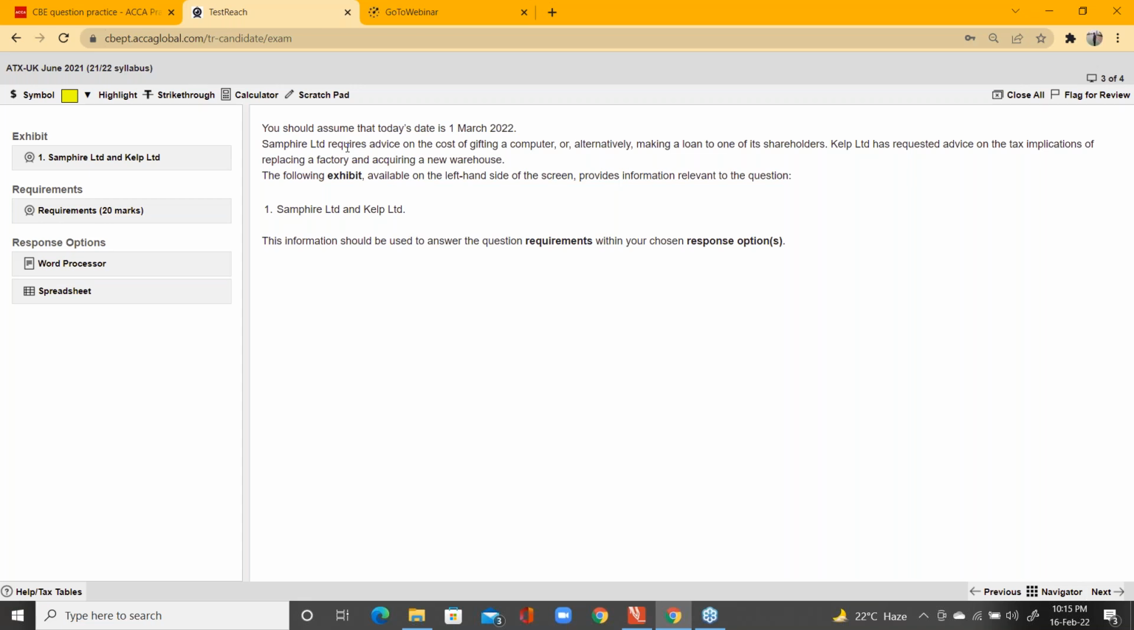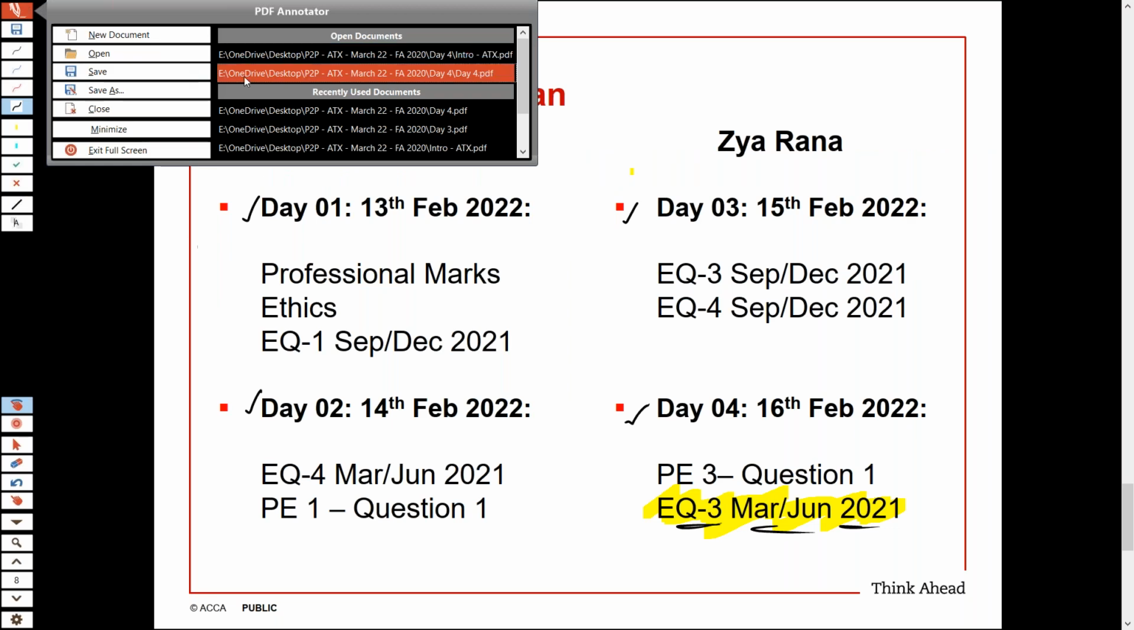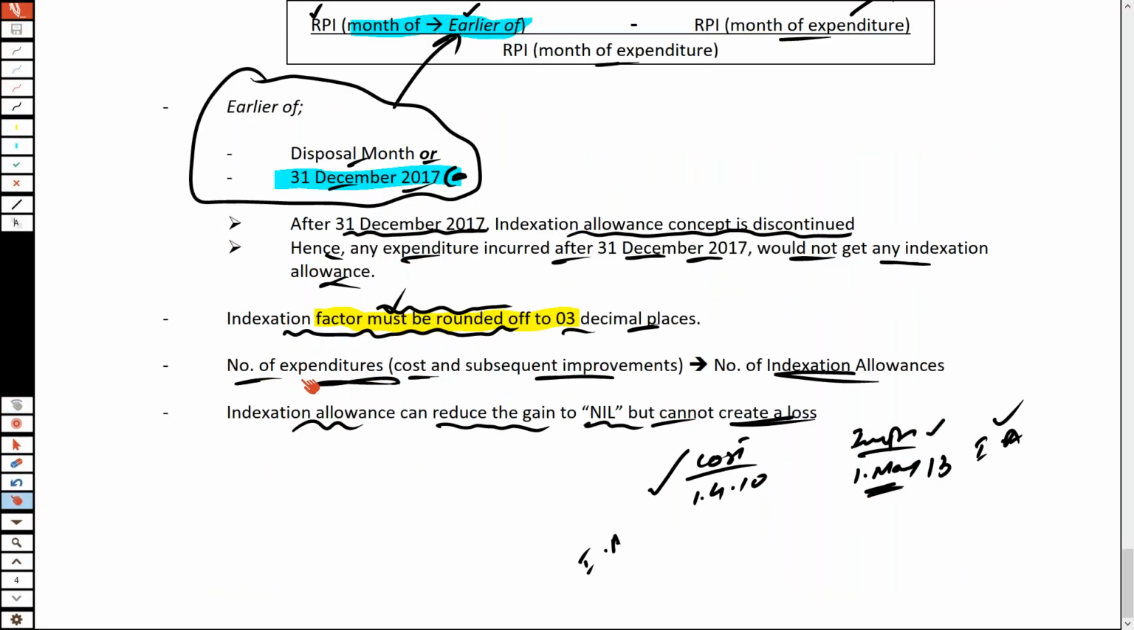Very right, as you are asking. So it will happen that if you incurred any improvement before 31st December 17, let me show you from here, we have written that if a number of expenditures are incurred before 31st December 17, a number of indexation allowances would be calculated.